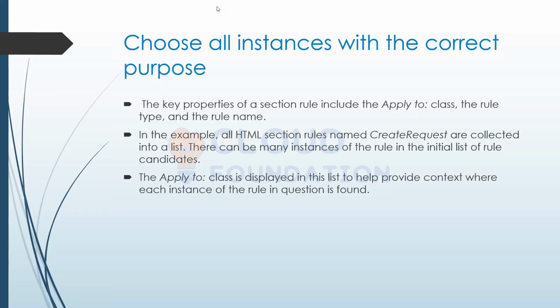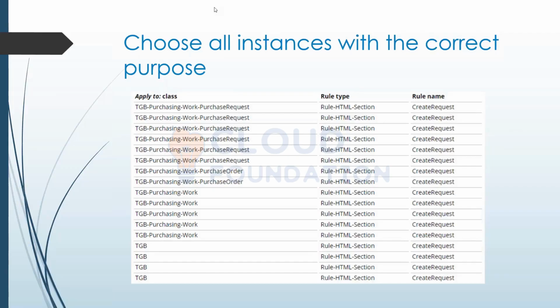The first step is initially considering this is the very first time we are running this application. In that case, what happens is first your rules cache is going to be empty. Now the system will start the process of populating your rules cache. What's the first step in your population? Choose all instances with correct purpose.